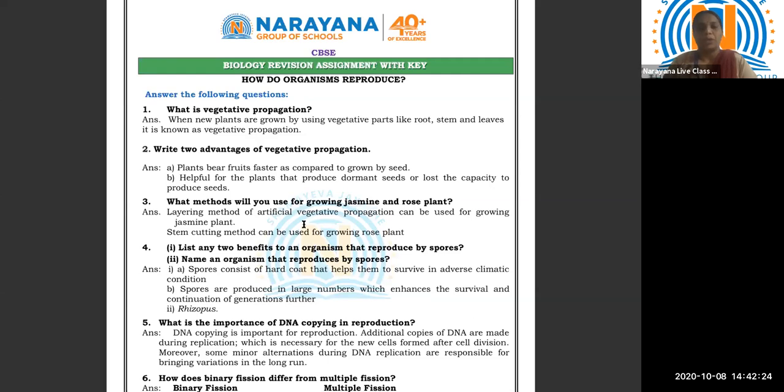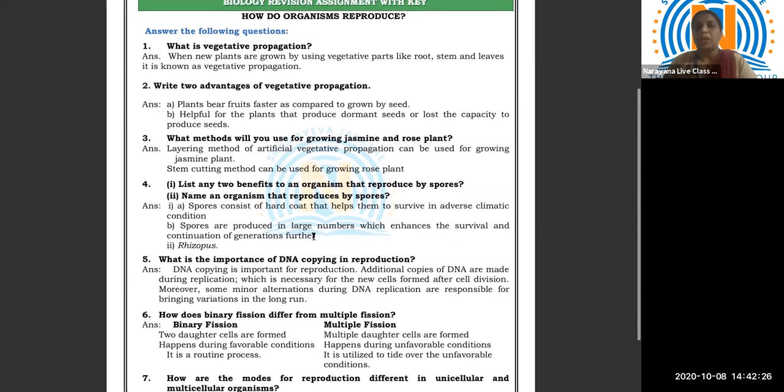Then fifth question, what is the importance of DNA copying in reproduction? DNA copying is important for reproduction. Additional copies of DNA are made during replication, which is necessary for the new cells formed after cell division. Moreover, some minor alterations during DNA replication are responsible for bringing variations in the long run. So the importance of DNA copying in reproduction is that there is variation.